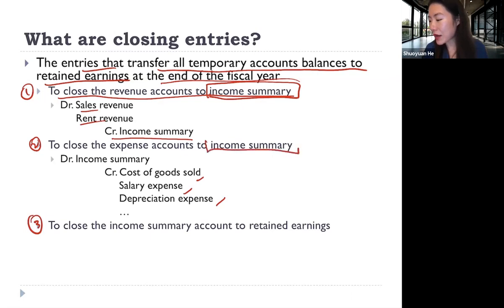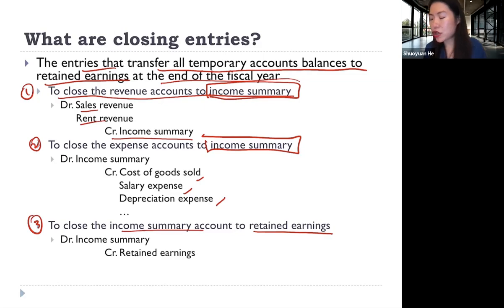And the third closing entry is to close the income summary. So income summary, as we just mentioned, is a temporary account, and we need to close that out as well. So we close the income summary account to retained earnings. Depending on whether revenue is bigger than expense or expense is bigger than revenue, we either debit or credit income summary, and we close it to retained earnings.